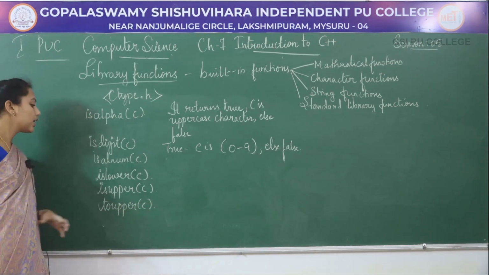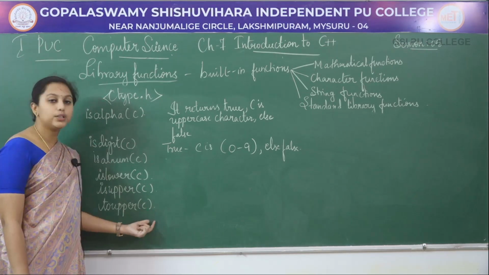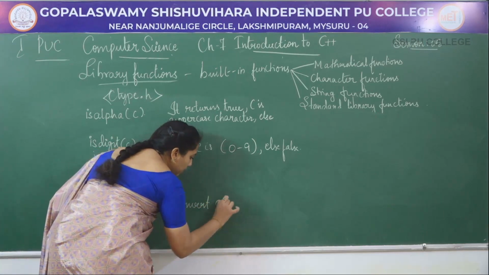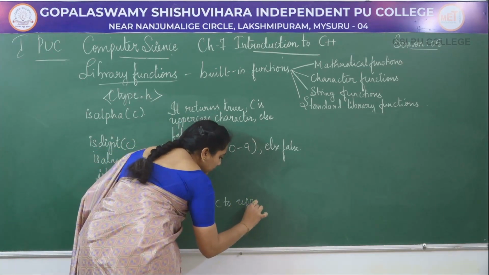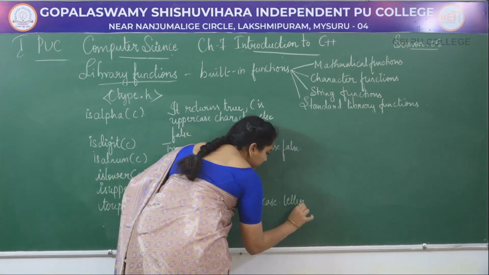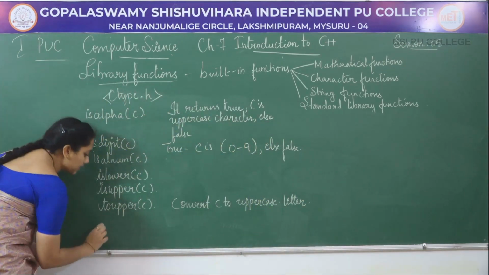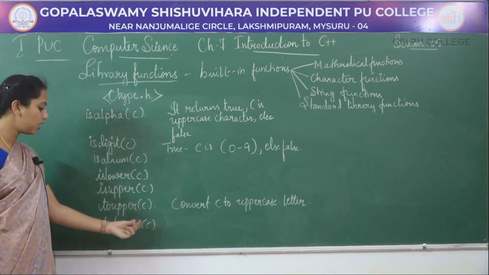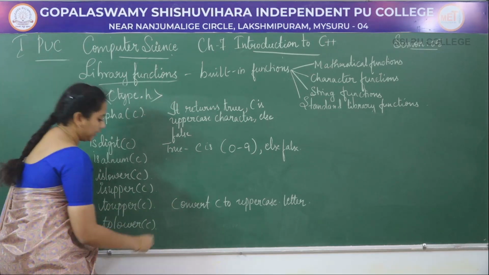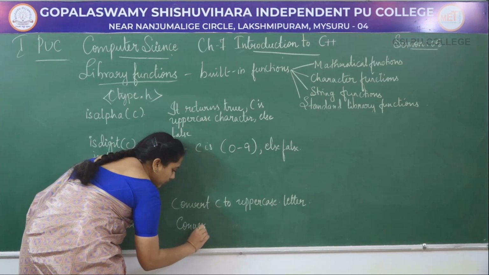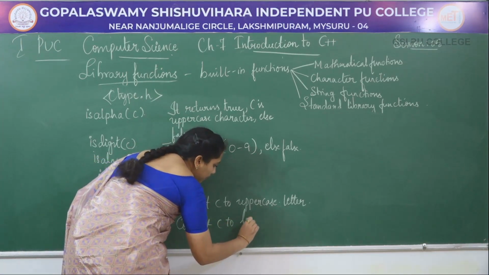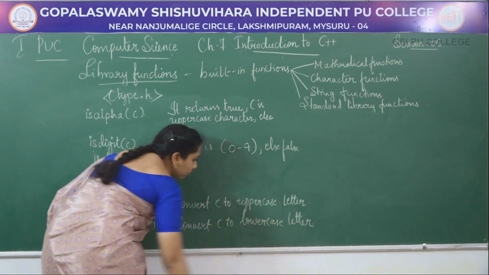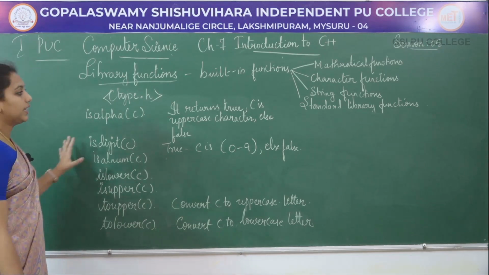Next are the toupper and tolower functions. The toupper function is used to convert c to an uppercase letter. And next is tolower. This function is used to convert c to a lowercase letter. So these are the character functions.